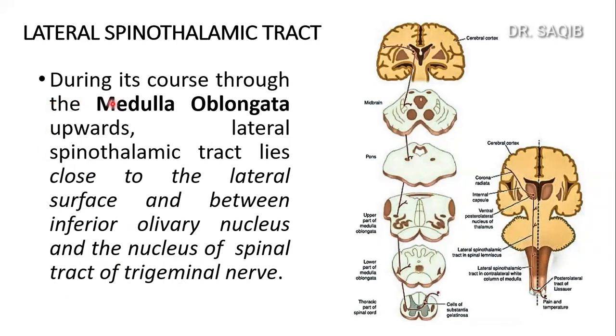During its course through the medulla oblongata upwards, the lateral spinothalamic tract lies close to the lateral surface, between the inferior olivary nucleus and the nucleus of the spinal tract of the trigeminal nerve. I've already shown this to you here. This is the upper part of the medulla, this is the inferior olivary nucleus, and this is the nucleus of the trigeminal nerve.